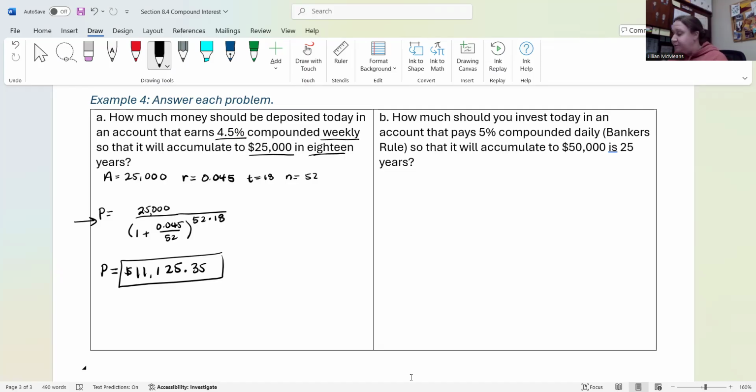Let's do another example. So part B says, how much should you invest today? Again, that wording, how much should I deposit today? How much should I invest today? Tells you you're finding a P, okay? You're finding P in some kind of situation, all right?